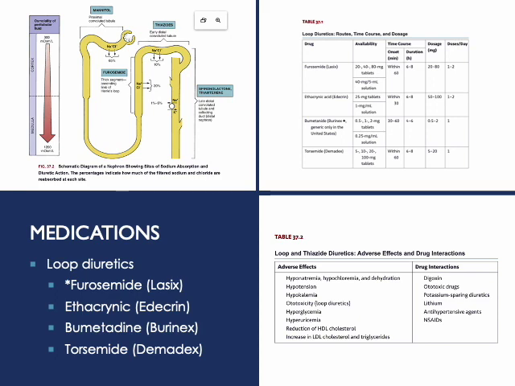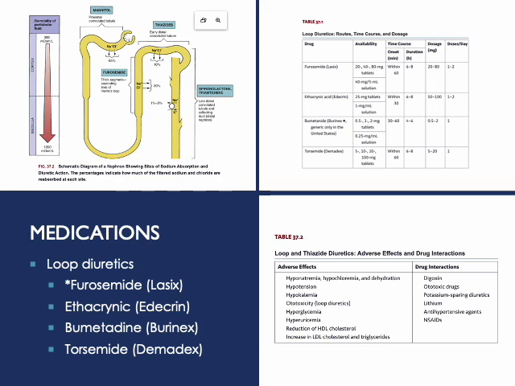Now, loop diuretics, these are our most effective diuretics. They're going to get the job done. They're going to allow for the most diuresis. They produce more loss, though, of fluid and electrolytes because of this. And they will promote more fluid and electrolyte loss than any other type of diuretics. We call them loop diuretics because where they work best, or the site of action, is actually at the loop of Henle.